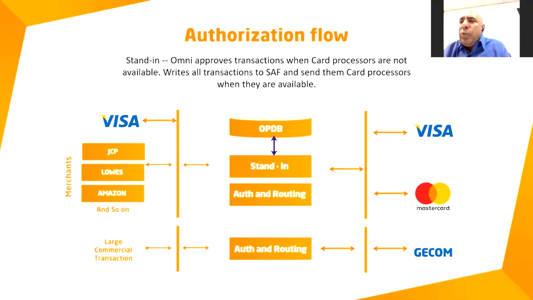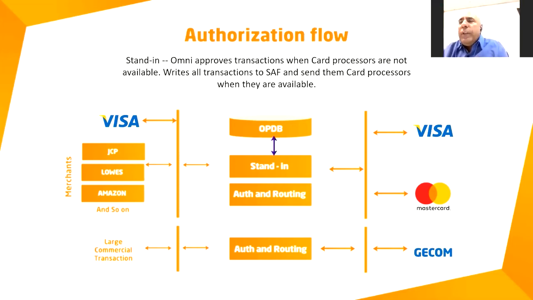The OmniPayments switch has modules in it, and it essentially provides the complete features and functionality that you need for a complete switch replacement. So it has a stand-in module, it has the authorization and routing, and it has the OmniPayments database. Now, interfaces on the left side, the interfaces that come into us are from the merchants, from the POS devices, from the terminals, from the ATMs, from the e-commerce.